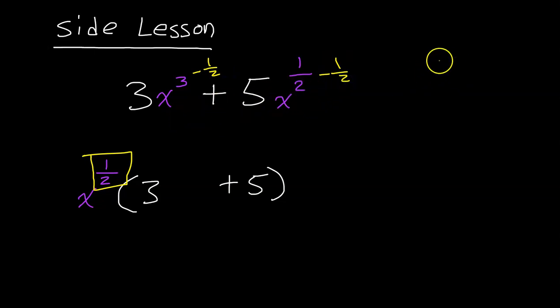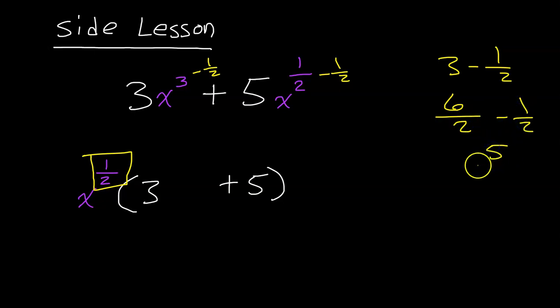So when you do 3 minus 1/2, that's the same thing as 6 over 2 minus 1/2, which is going to be 5 over 2. So we're going to wind up with x to the 5/2 power. And of course, this makes 0, which makes 1. So we write nothing. Basically, this part cancels out. And this would be the answer. Let's take one more step before we get back to our original problem.